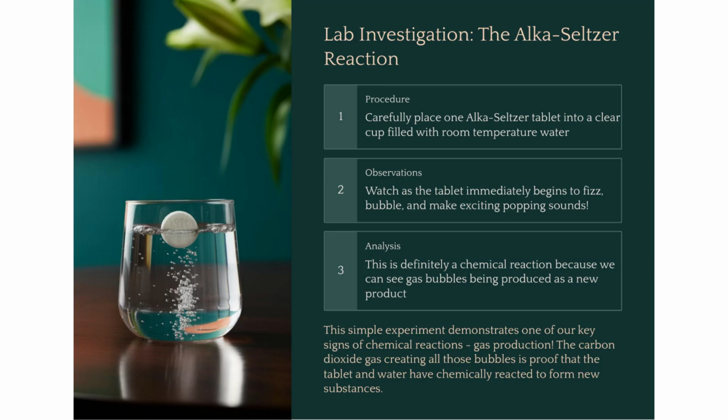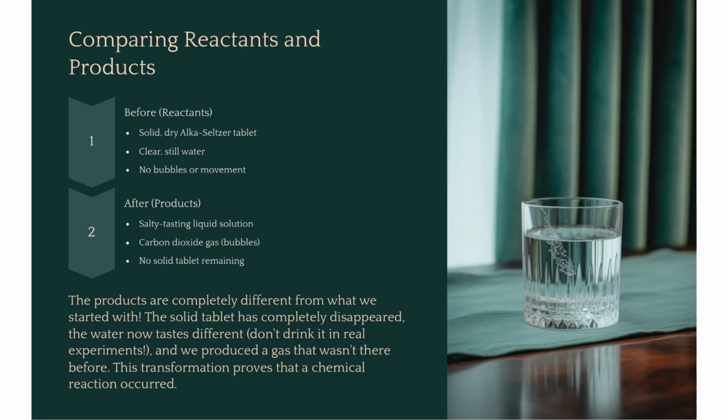Let's pretend we're in the lab. We'll put an Alka-Seltzer tablet in a cup of water. What do we observe? We see the tablet dissolve, and lots of bubbles form. We can also feel that the cup gets a little bit colder. Our observations are that we have gas production, the bubbles, and an endothermic temperature change. It got colder.